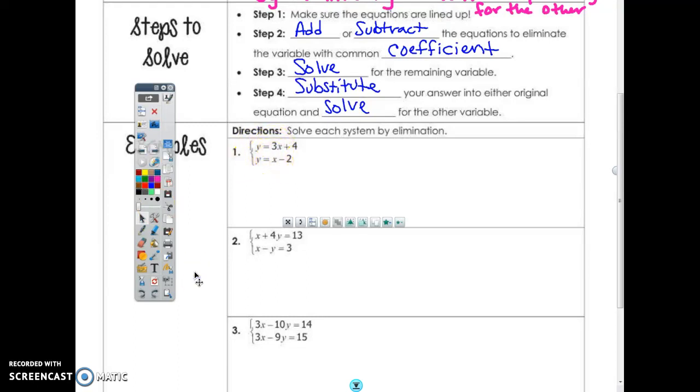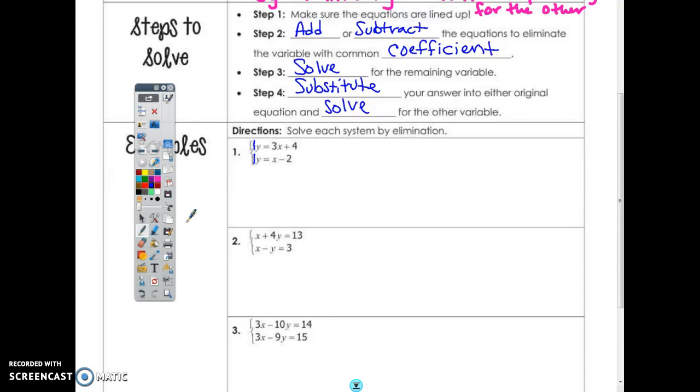Do you see that one of those variables has a common coefficient? And which one is it? Which ones look alike? The y's or the x's? The y's, because they have a common coefficient of 1. There is an invisible 1 right there, and they have it in common.